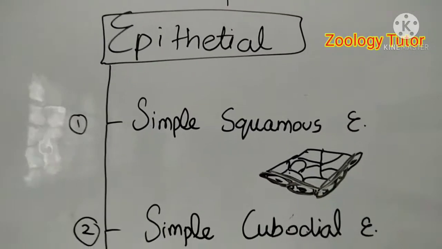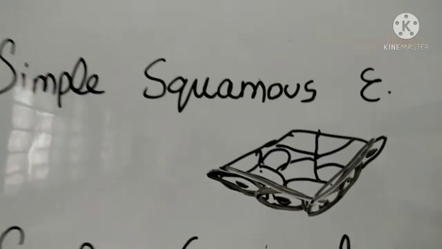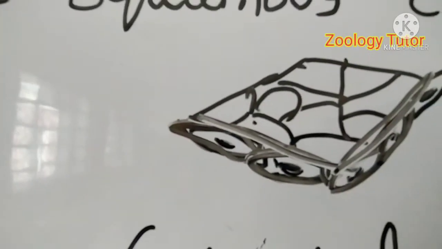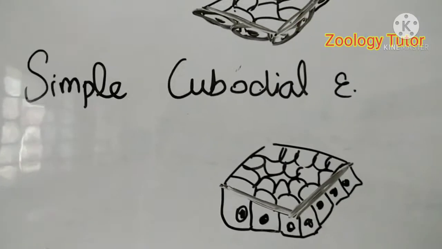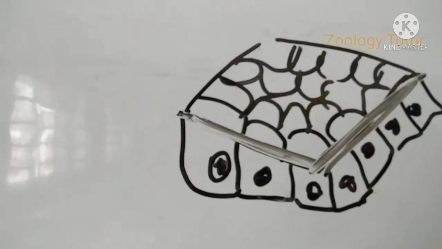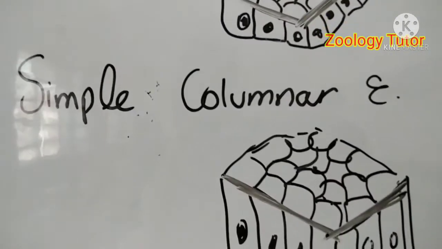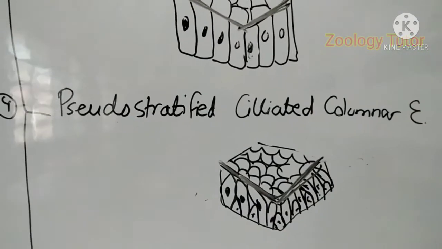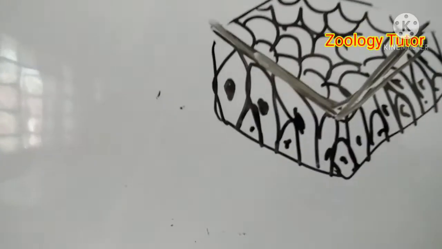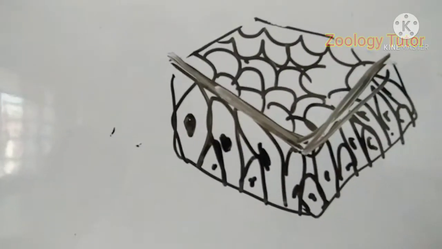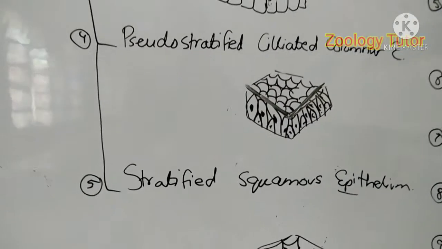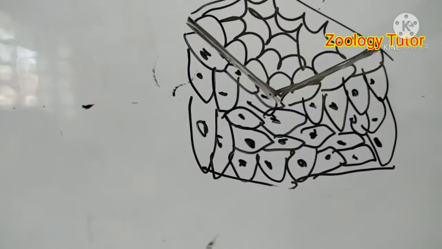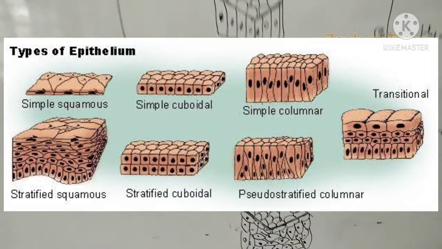Starting with the epithelial tissue, the first one is simple squamous epithelium. Here the cells are flattened, square-like. In simple cuboidal epithelium, the cells are cube-shaped. In simple columnar epithelium, they are a bit elongated and column-like. In pseudostratified, there is false stratification, meaning false layering, though in reality there is only one layer present. In stratified squamous epithelium, there are different layers of cells present.